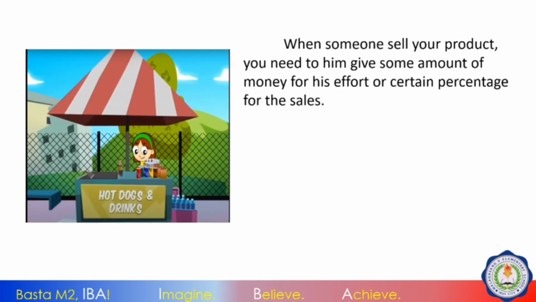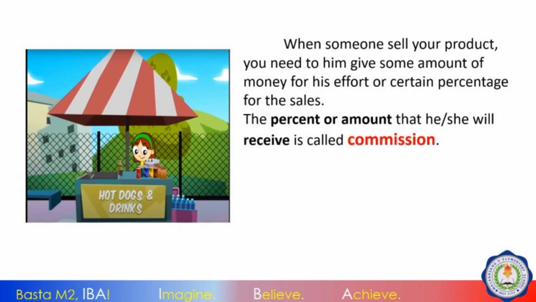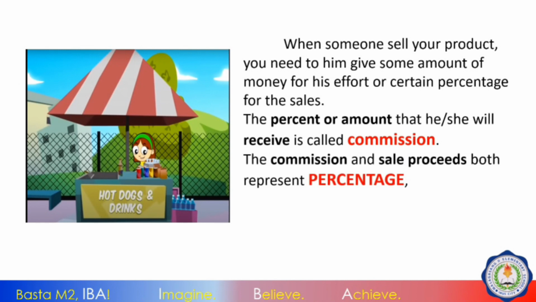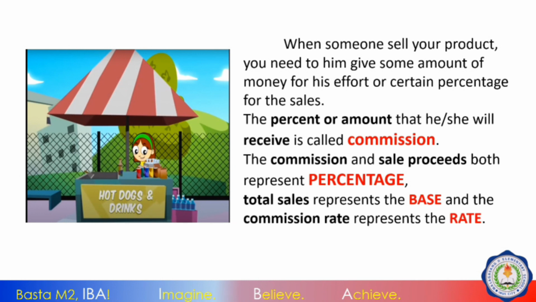When someone sells your product, you need to give him some amount of money for his effort or a certain percentage for the sales. The percent or amount that he or she will receive is called commission. The commission and the sale proceeds both represent percentage. Total sales represents the base and the commission rate represents the rate.